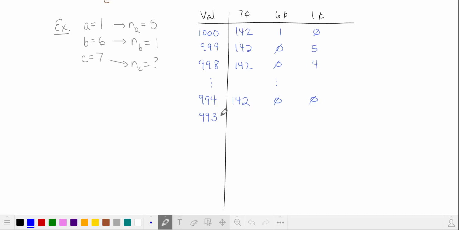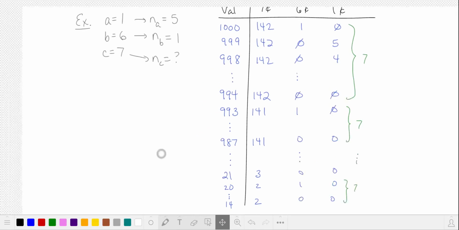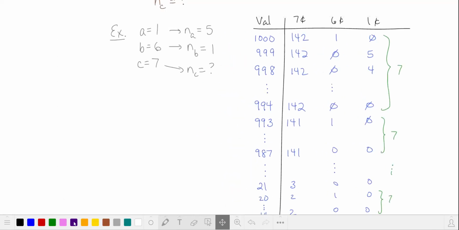When we get to 993 cents, we need 1 fewer 7-cent stamp, and we'll replace that with a 6-cent stamp. Now NC goes down to 141. This is the last value where we can use 141 7-cent stamps. It seems like every 7 values, we're going to need an additional 7-cent stamp. This suggests our formula for finding the number of 7-cent stamps. We're going to take 1,000, divide by 7, and then round down.